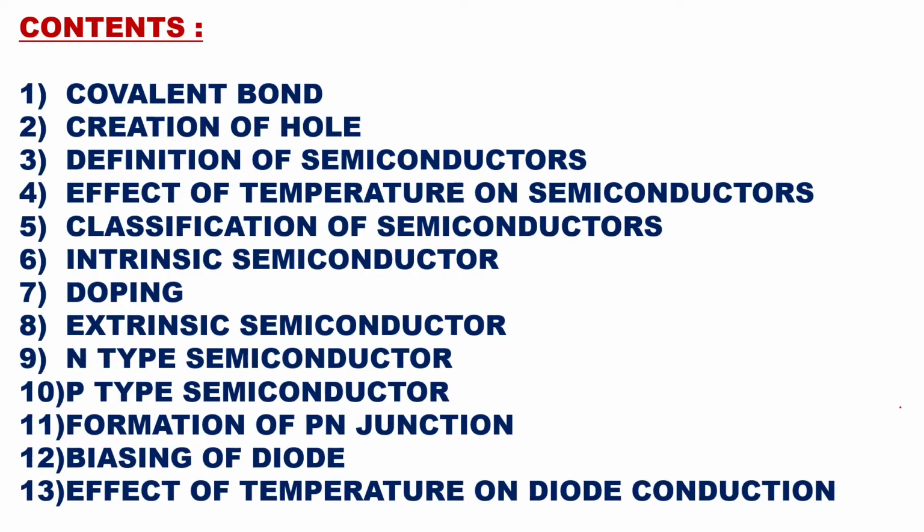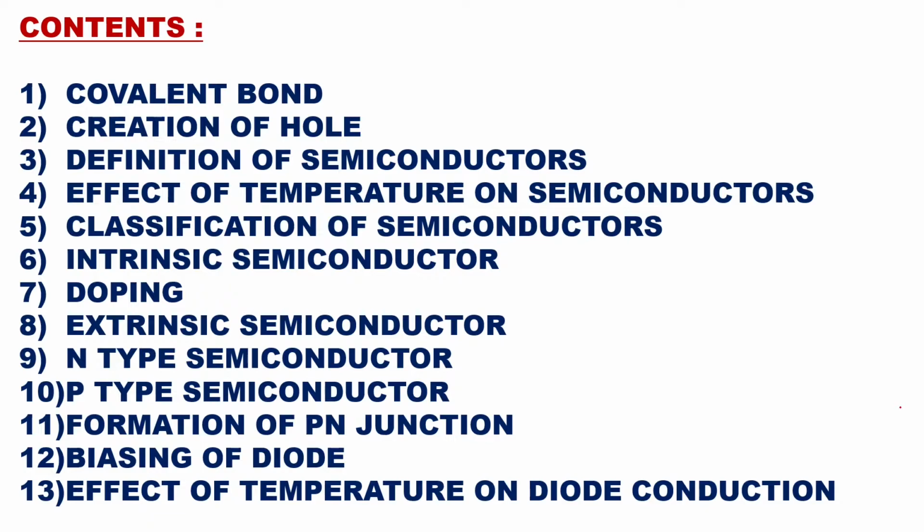11th is formation of PN junction. 12th is biasing of diode. And 13th is effect of temperature on diode conduction. All these points which are related to semiconductors, we are going to study today. So let's start with the first point.